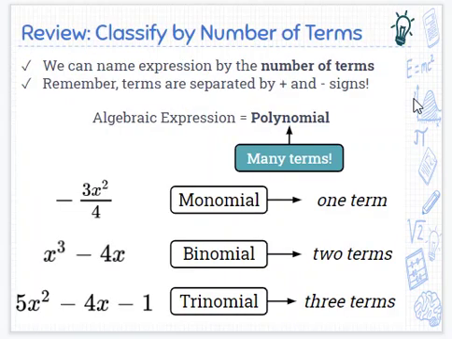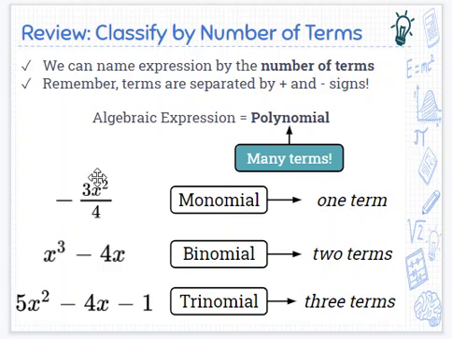Now we will review how to classify the number of terms for each polynomial. We can name an expression by the number of terms. Remember, your terms are separated by plus signs and minus signs. And an algebraic expression means polynomial. Polynomial, many terms. Now you can have a monomial, a one-term polynomial.